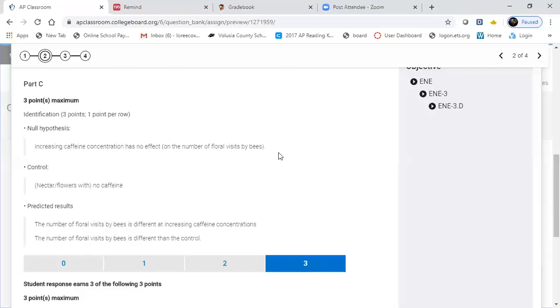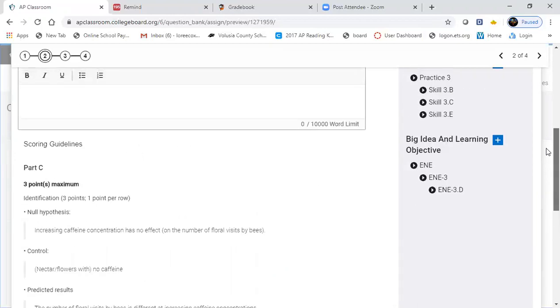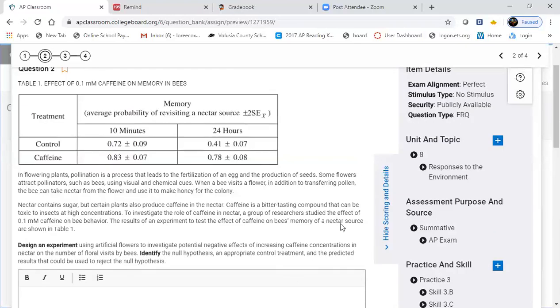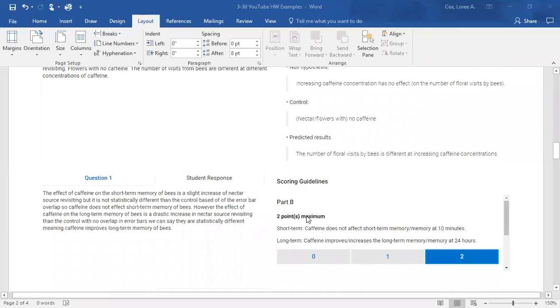and predict the results. Okay, this was worth 3 points. Let's look at some of your responses. See how this was kind of played out here. Okay, so let's look at one of the responses that you guys had.